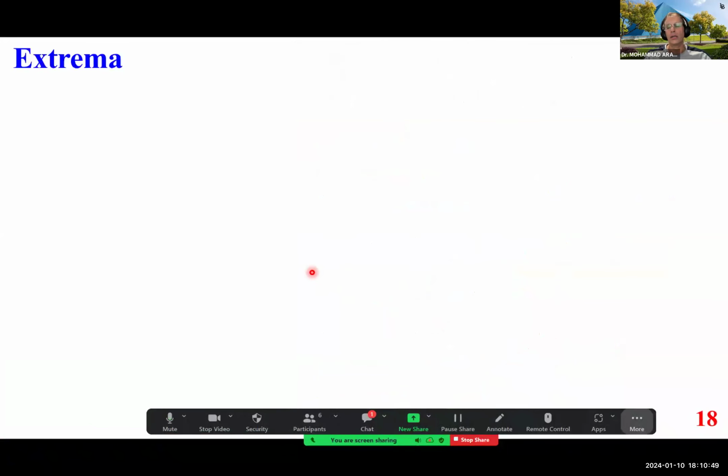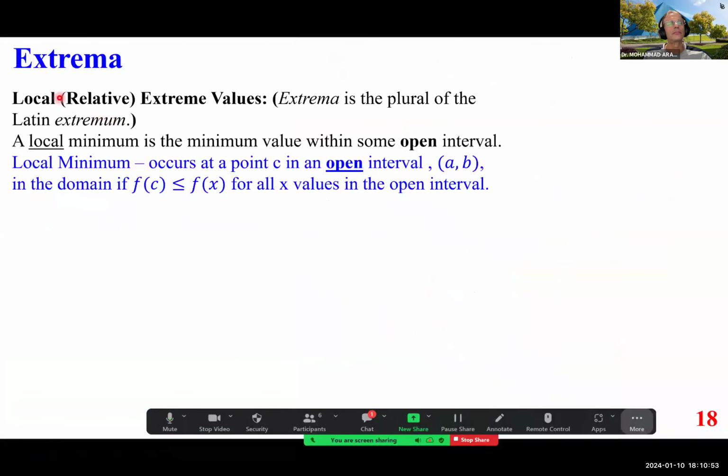So let's discuss extrema and their definition. Local or relative extreme value. Extrema is the plural of the Latin extremum. A local minimum is the minimum value within some open interval. A local minimum occurs at a point c in the open interval (a, b) in the domain if f(c) is less than or equal to f(x) for all x values in the open interval.